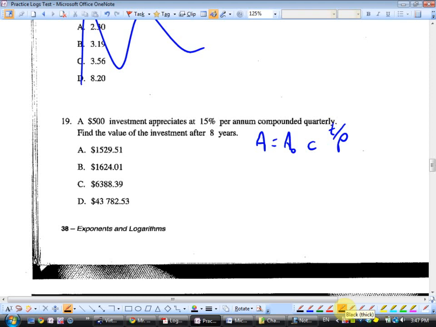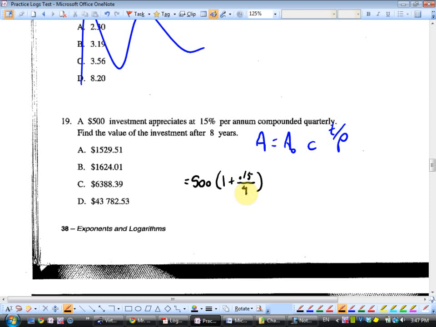I'm just going to set the equation up, and I'll let you do the typing. This equals, what's my initial amount then? Oh, 500. What's my growth rate? It's going to be 1 plus 0.15. 1 plus 15%. But here's where we have to tweak it. Compounded how? Quarterly, so divide by 4.